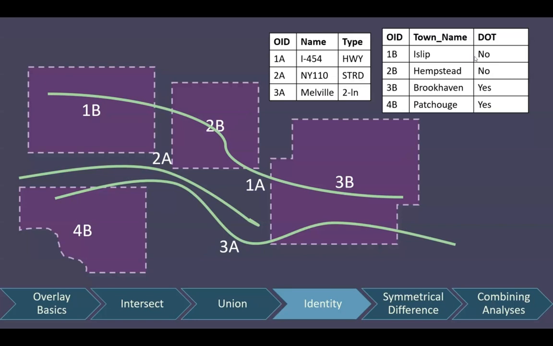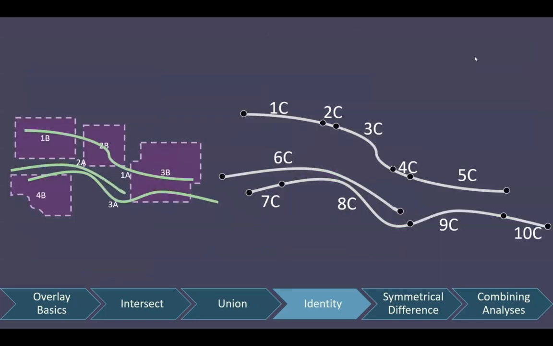And hopefully the diagram makes sense. What we get out of this when we run intersect is, at the boundary where each road intersects, we break it.